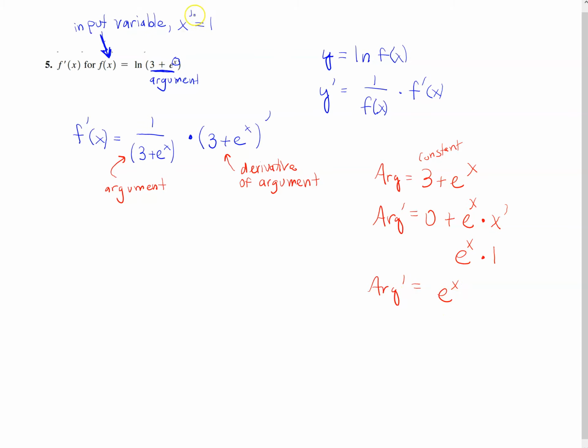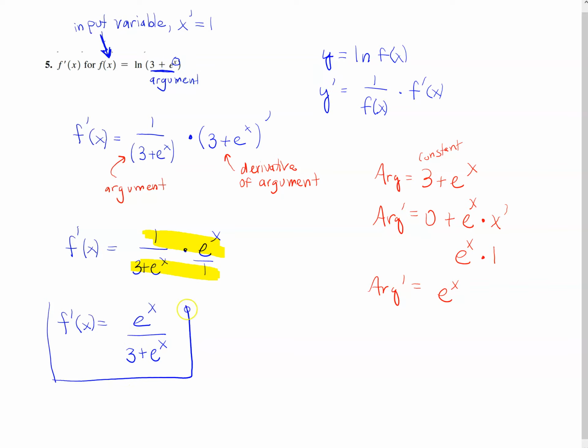So let's go put that in to our f prime of x over here. So I have 1 over the argument, and then the derivative of that argument is just e to the x. So I can simplify that a little bit. That e to the x, that derivative of the argument, is technically over a 1. So I'll just multiply numerator times numerator and denominator times denominator. So that e to the x goes to the numerator and the binomial is going to stay in the denominator. And there's nothing else I can really do to simplify that. So that is f prime of x.